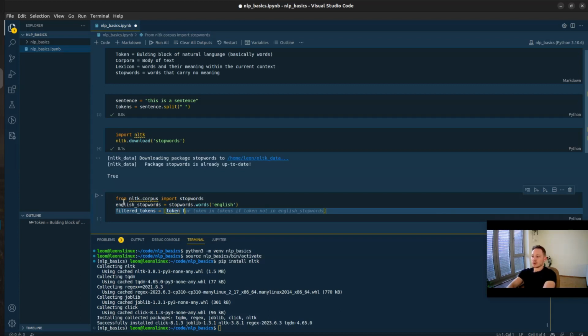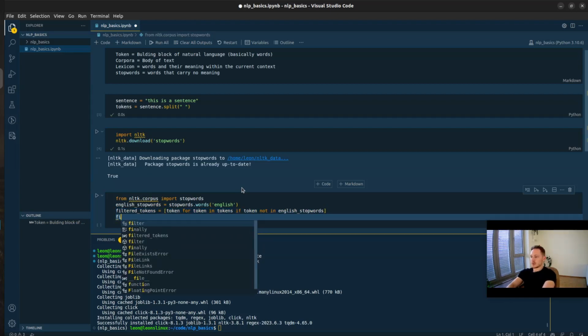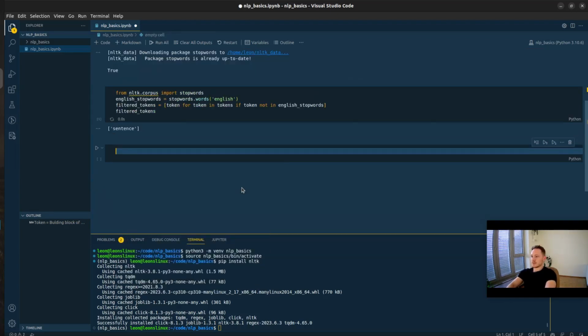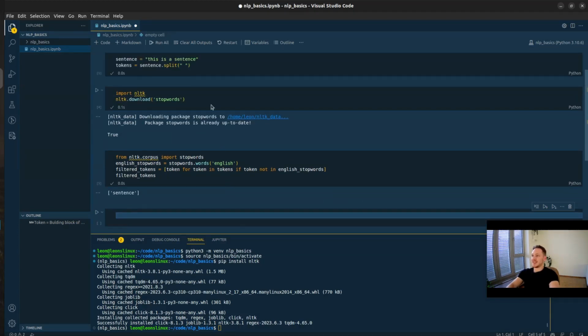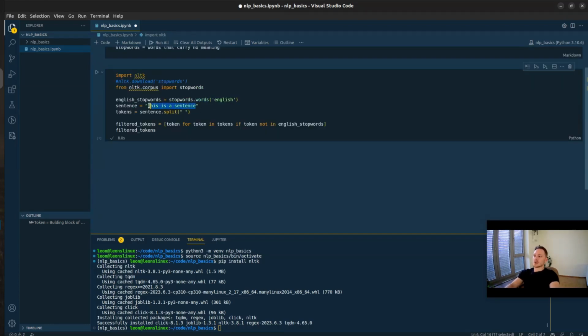Return a token for every token in tokens. So the tokens we defined up here. If the token is not in the stop words. Yeah. And then let's filter tokens. Yes, basically only the word sentence. This is all stop words. Yeah, let's try another sentence.